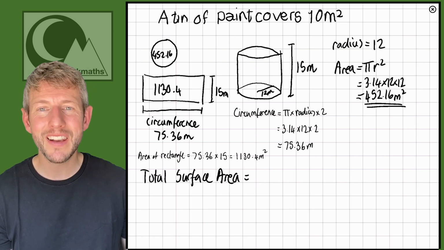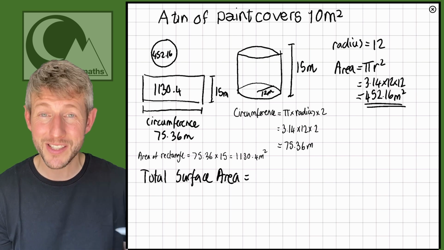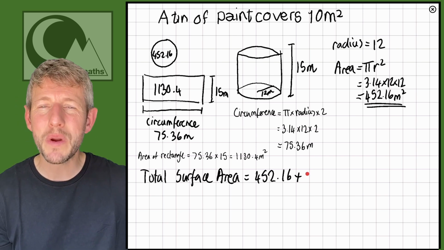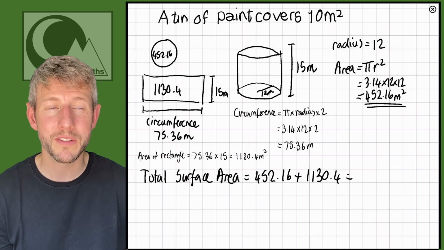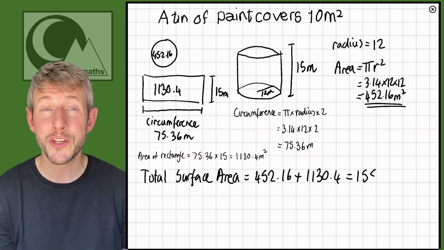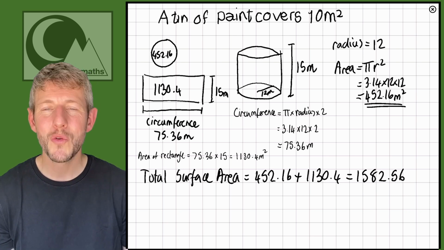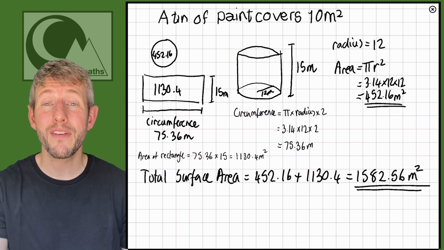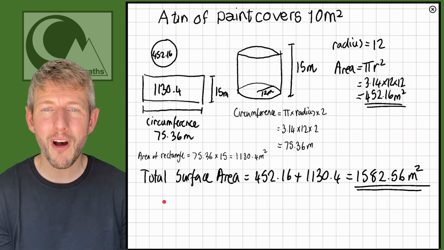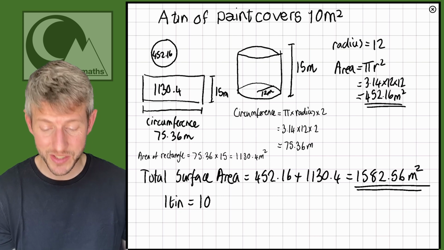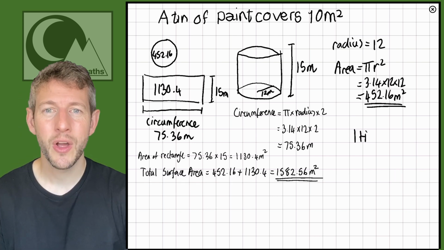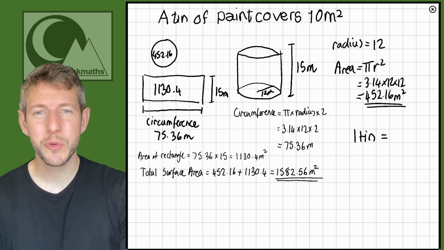Okay, so let's add together the circle and the curved bit to find out the total surface area, and then we can start to work out how many tins of paint he wants. So we have 452.16 plus 1,130.4, so that equals 1,582.56 metres squared. Okay, so now we know that the tin of paint will cover 10 metres squared.